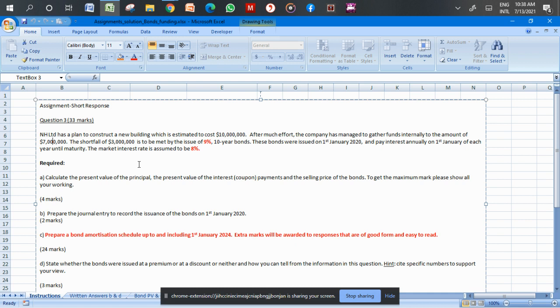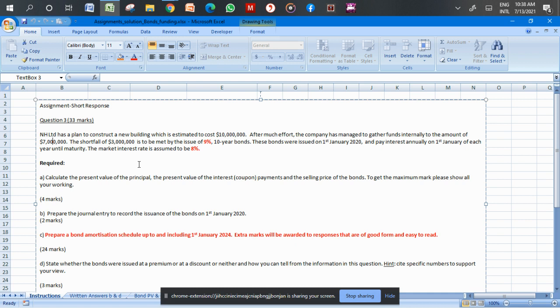10-year bonds. These bonds were issued on the 1st of January 2020 and pay interest annually on the 1st of January each year until maturity. The market interest rate is assumed to be 8%. Then the question says calculate the present value of the principal, the present value of the interest, that is the coupon payments, and the selling price of the bonds. To get the maximum mark, please show all your working. So that is 5 marks.